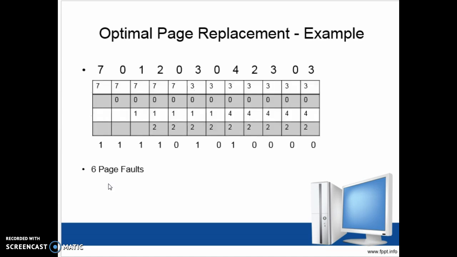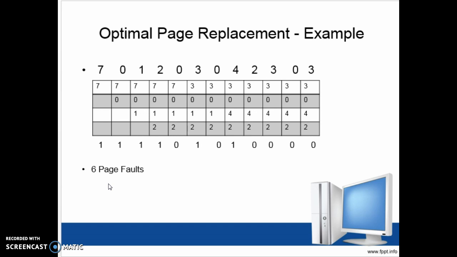Let us see an example. This is the reference string 7 0 1 2 0 3 0 4 2 3 0 3, and here the page frame size is 4. Up to 2 we are able to store, that is free space, so we automatically get 4 page faults. Again 0, 0 is there. Now comes the 3. 3 is not there.